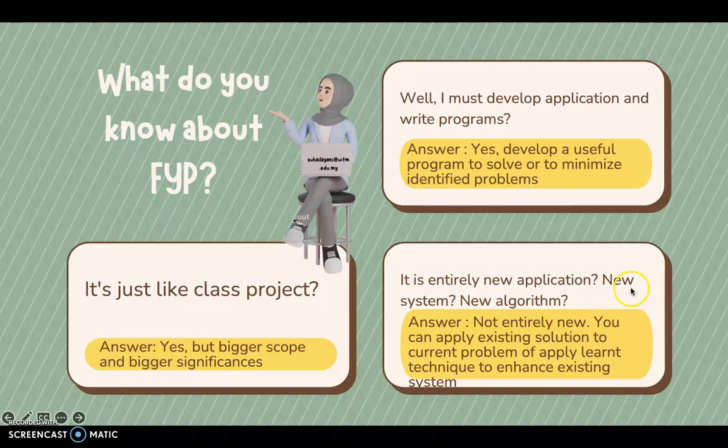It is actually not entirely new. However, we can apply an existing solution to the current problem or apply a learned technique to enhance an existing system. For example, we already have a management system for a bakery. By using AI methods and AI techniques, we can use the data from that bakery to do predictions and forecasting. So this new enhanced feature inside the system can be one FYP project.